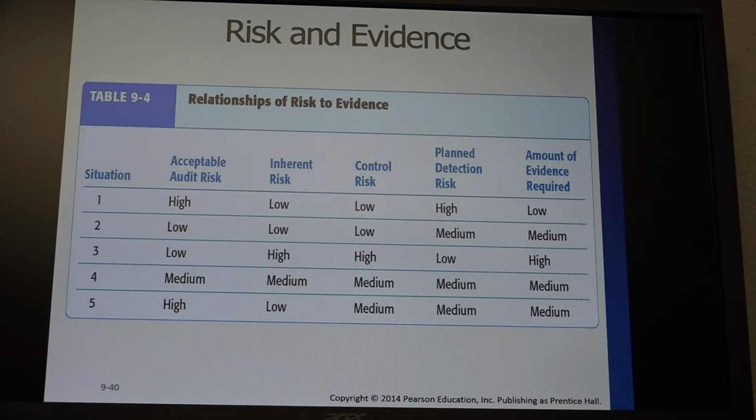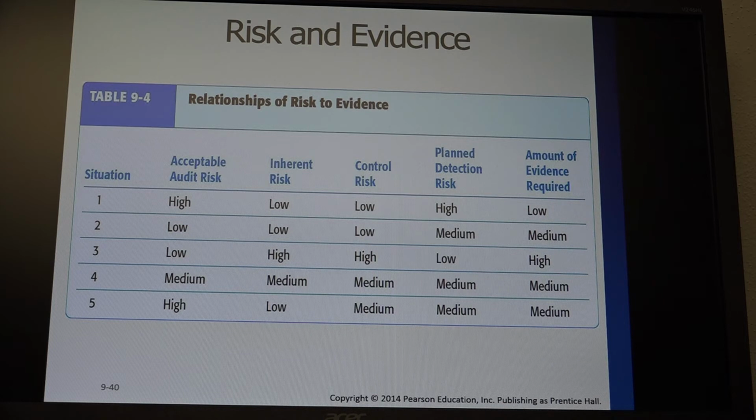Situation 3, acceptable audit risk is low. We have both inherent and control risks that are high, so that's not good. Planned detection risk is low. That's not good. So they're going to collect quite a bit more evidence for that particular situation. So there's a high amount of evidence. And then, as should be obvious, situation 4, you've got mediums all the way across, so they're going to collect a medium amount of evidence.